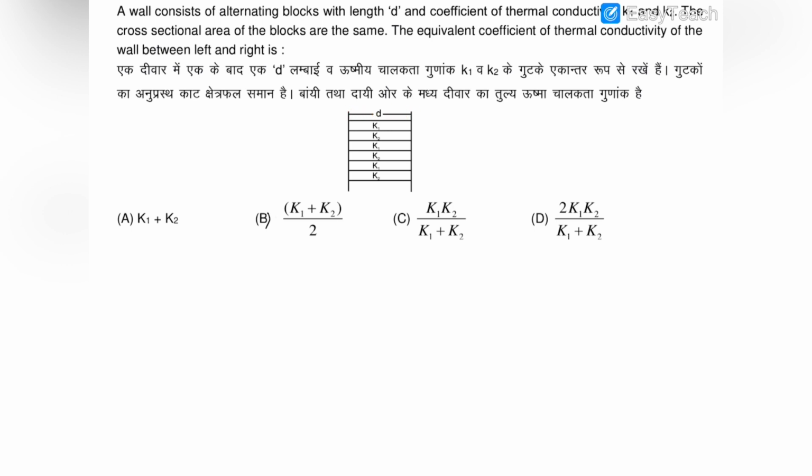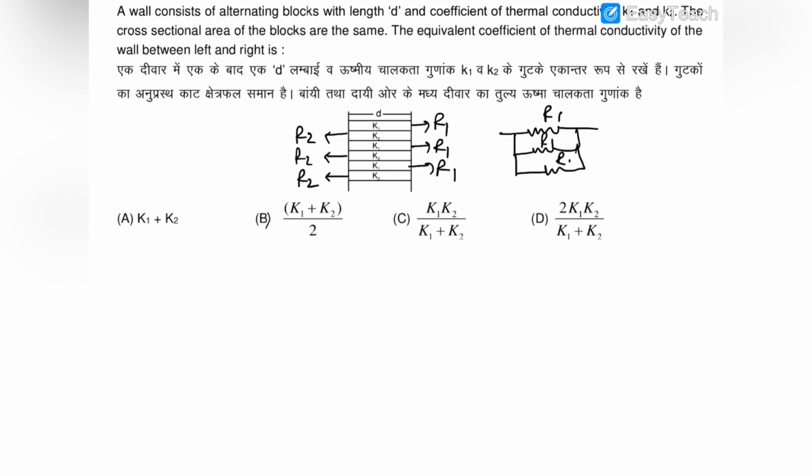is equal to D. Now you can see that if the resistance of this slab is R1, then this is also R1 and this is also R1. And if resistance of this one is R2, then this is also R2 and this is also R2. So you can see that there are 3 equal resistances R1, R1 and R1 which are in parallel, and along with 3 another equal resistances R2, R2 and R2 which are also in parallel.